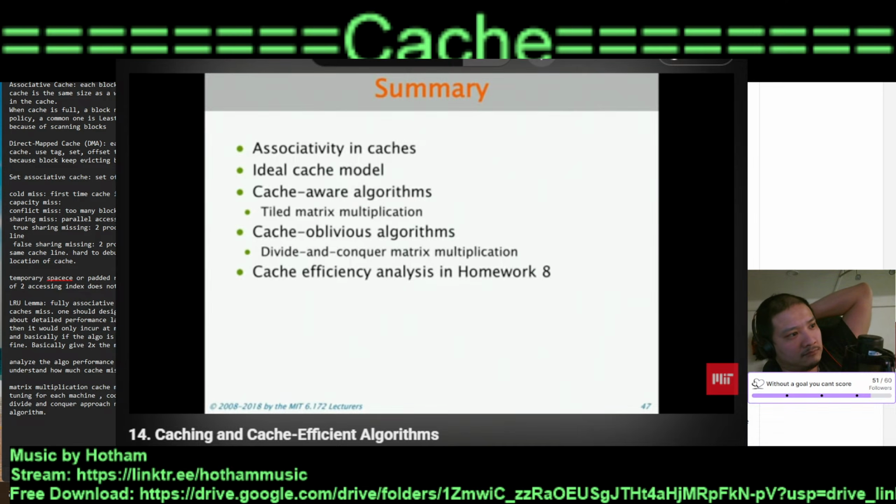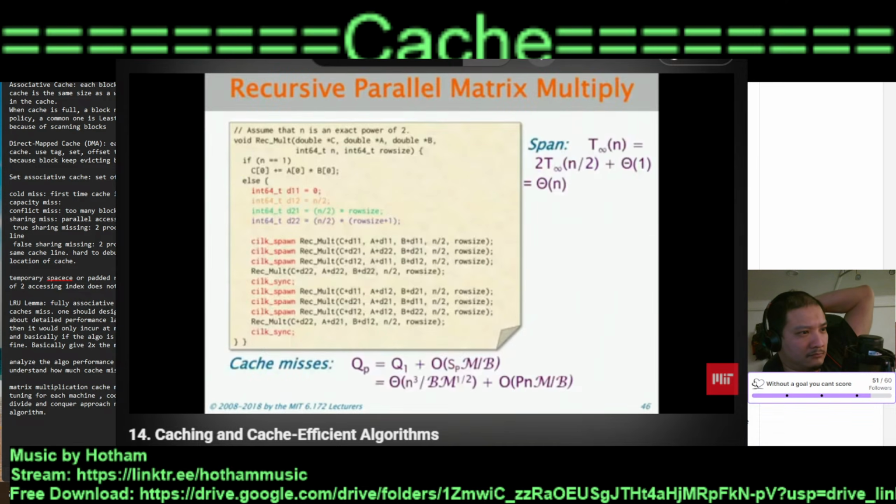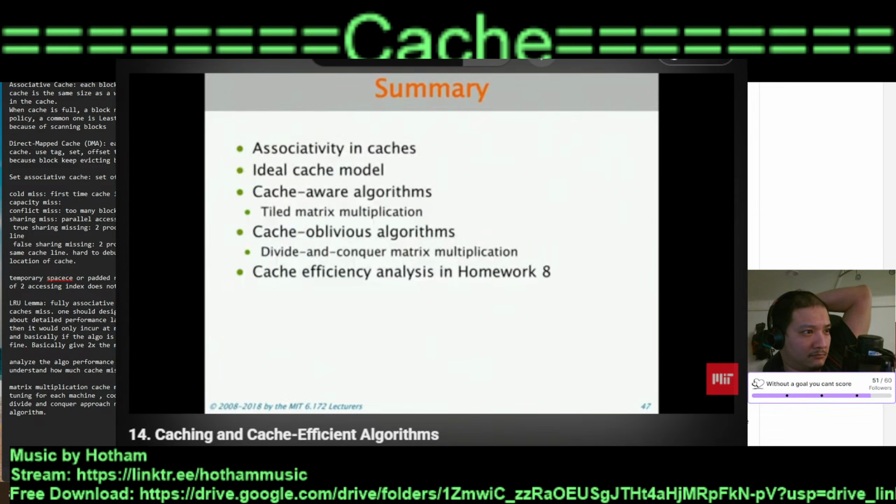So that was a parallel algorithm for matrix multiply, and we saw that we can also get good cache bounds there.